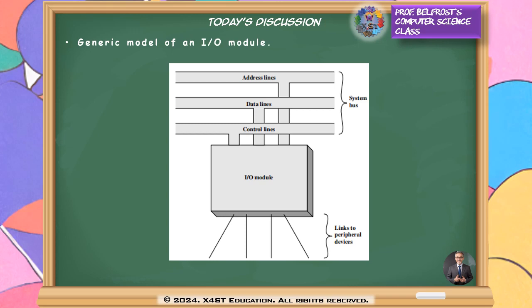Here is the general picture that gives you the generic model of an I/O module. You see the I/O module connected to control lines, data lines, and address lines. The address, data, and control lines are actually part of the system bus. And in the bottom part, you can see there are many links to peripheral devices. Let's explain the picture.